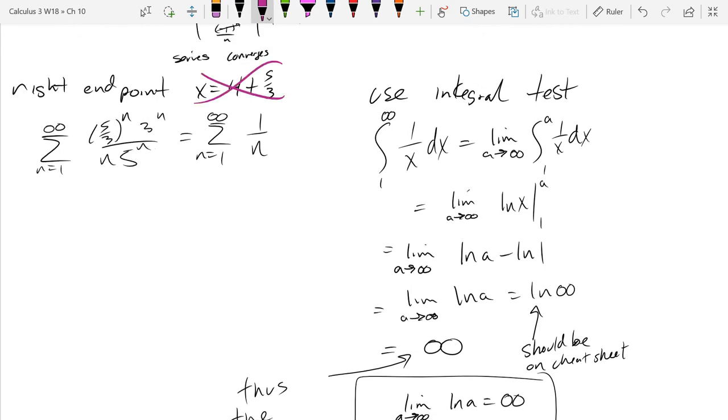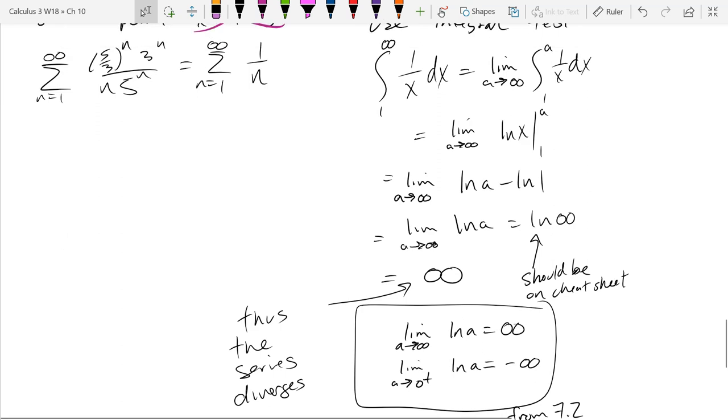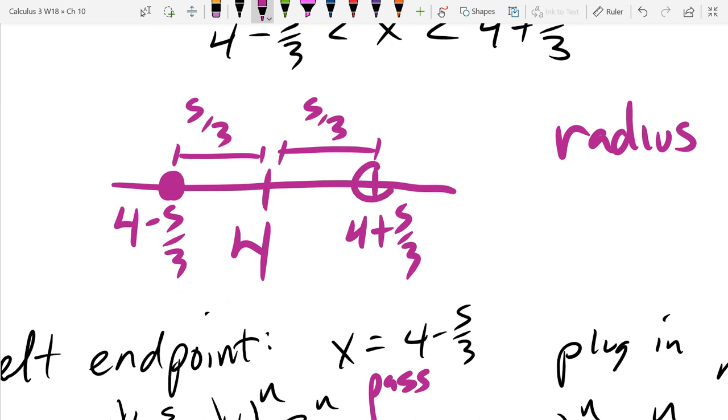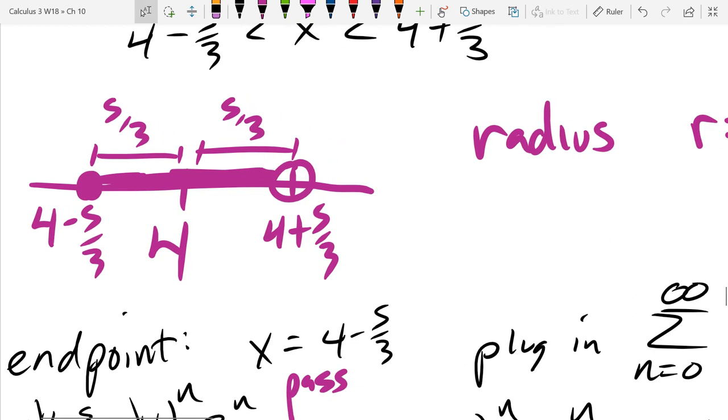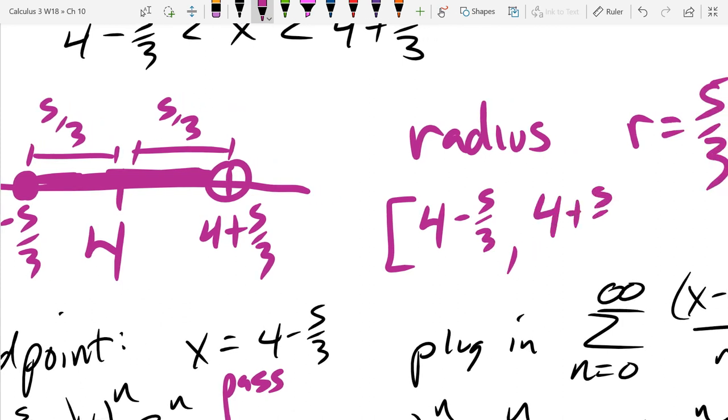So get rid of that endpoint. It's not going to converge. So I'll scroll back here in a minute, but let me finish the interval we were working on. So we're skipping the endpoint right there, and we get everything in between. So if we write our interval, we have from 4 minus 5 thirds up to 4 plus 5 thirds.